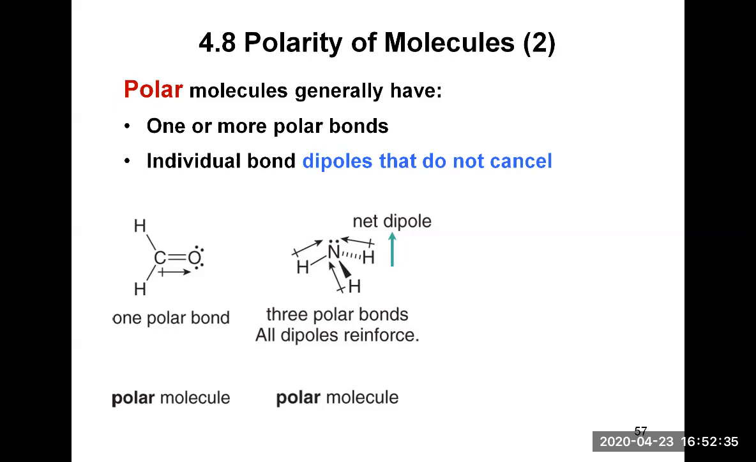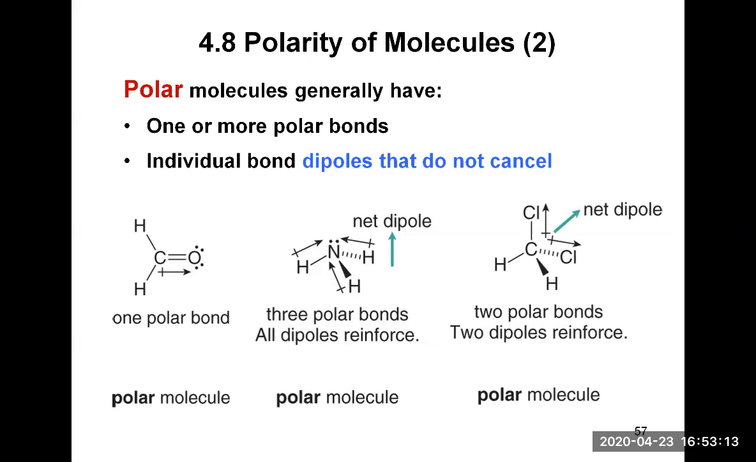And those three dipoles are at equal distance from each other, but they all pull upward. It's not a flat structure, so they will not cancel. And the overall dipole for the molecule is going upward, starting between the three hydrogens and going up towards the nitrogen. And so ammonia is a polar molecule. The three dipoles do not cancel, and they reinforce into a net dipole.